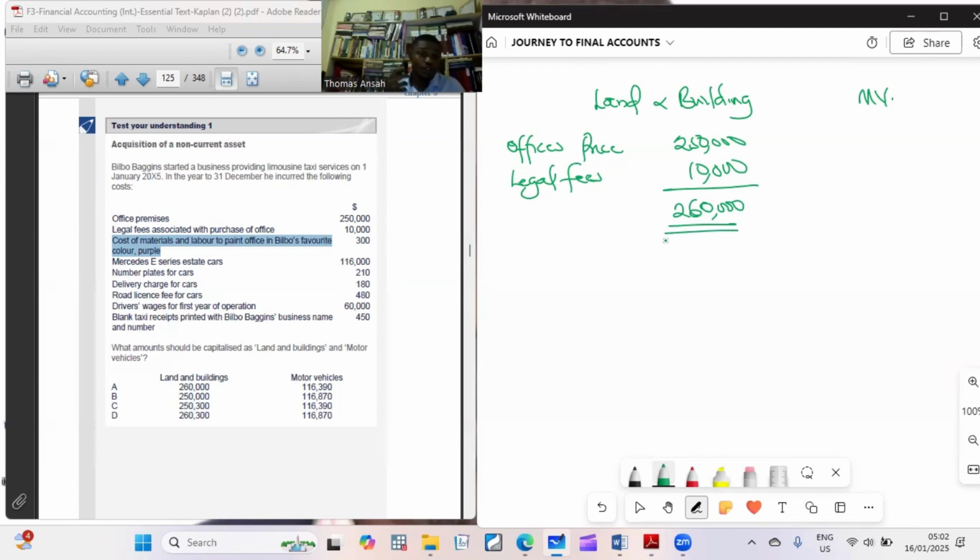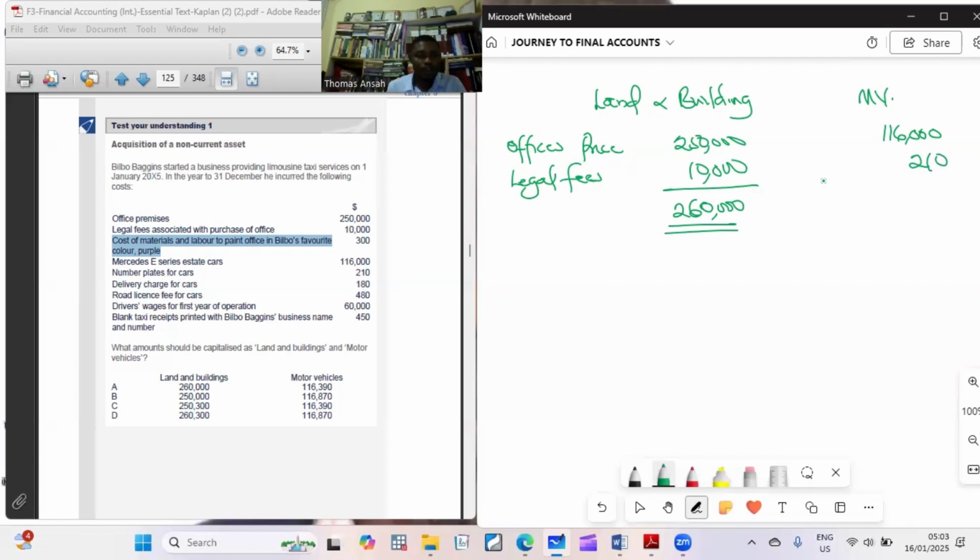Let's go to the motor vehicle. Mercedes Benz estate cars. Will it be part? Of course, it will be part because that is the cost of the car. That is 116,000. You have that. The number plate of the car: without a number plate, can you use the car? Those are the questions you need to ask yourself. If you can't use the car, then that one too will be part of the cost of the asset, so you need to add that one. That will be 210.